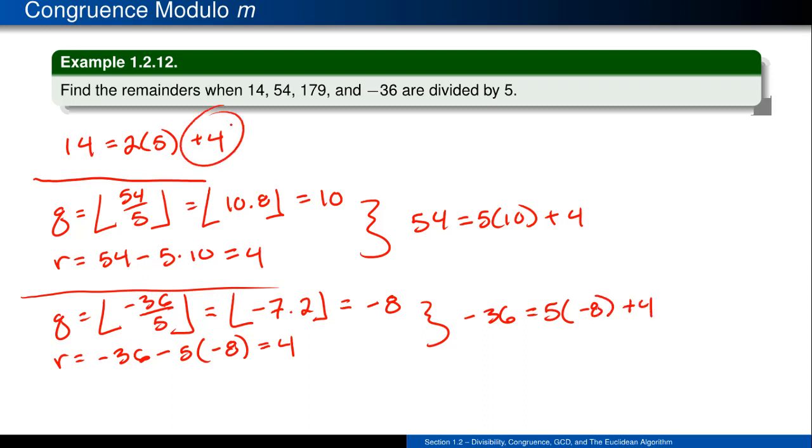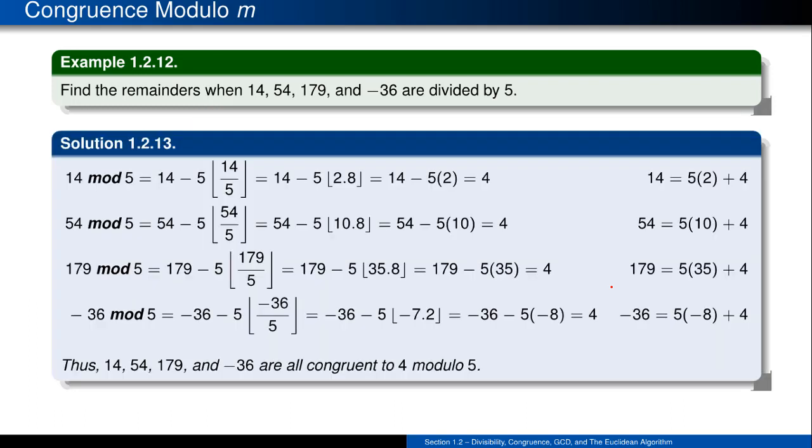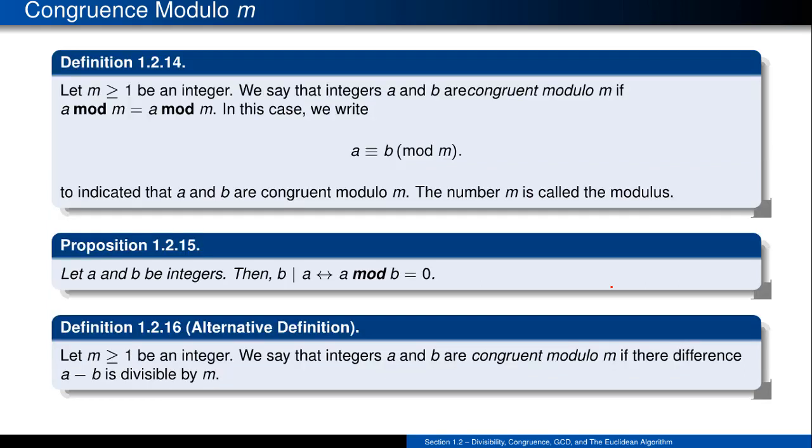What's neat about all of these is that in all 3, in this case actually 4 if you did it with 179, you end up with a remainder of 4. So we're going to say that these 4 numbers are all congruent to 4 modulo 5. Under division by 5, they all have the exact same remainder, in this case a remainder of 4. And that actually leads us to our next definition.